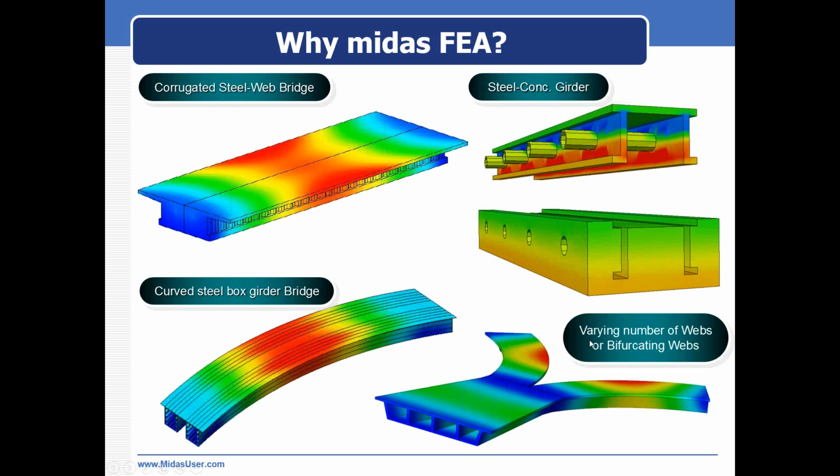Another example would be bifurcations of the web, like you can see in this picture. This web is bifurcating into two webs. If we go for frame modeling, then we just ignore the stresses at these bifurcations. To get the accurate stresses at these crucial locations, we need finite element modeling.